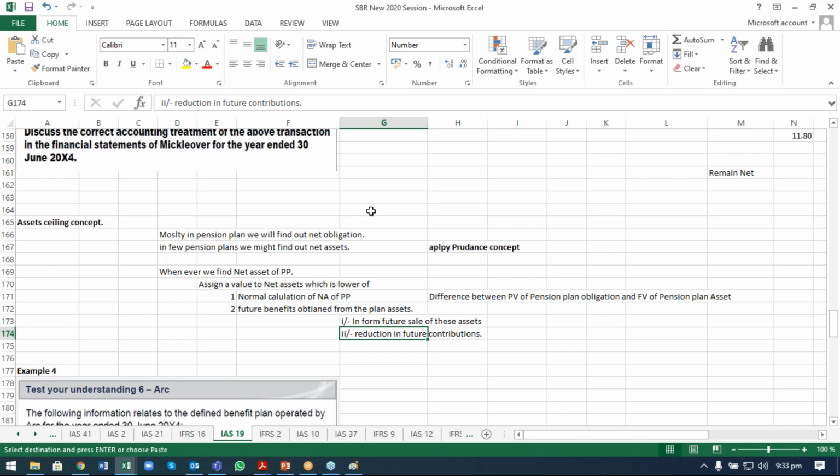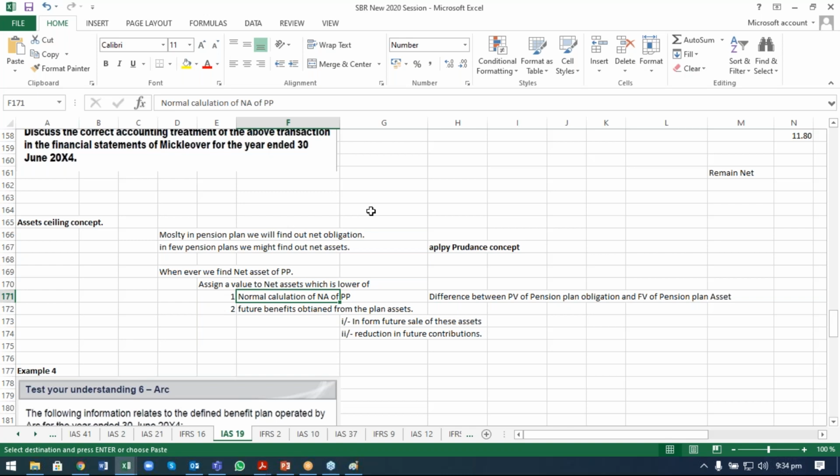So whatever is the case, whichever is lower, the asset should not be overstated. You must calculate whatever is lower. If the normal calculation is lower, then you must consider this an asset ceiling. Ceiling means this is the limit for you. You cannot move upward. This is the upper limit, and you will be restricted to this level.